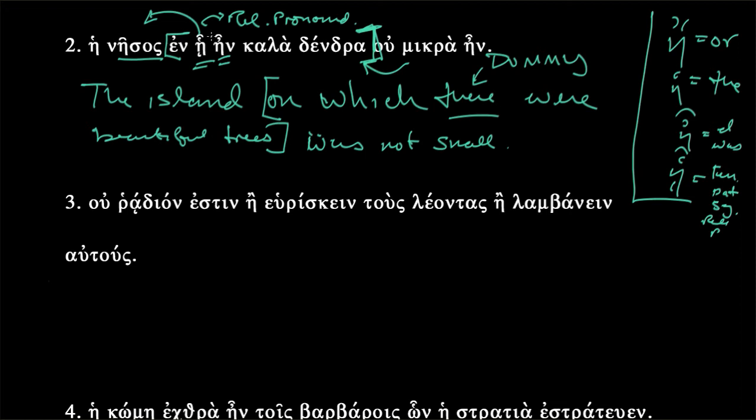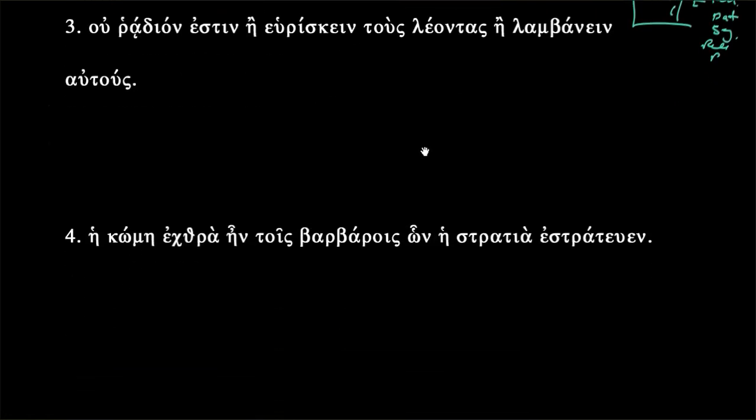So the island on which there were beautiful trees was not small. This is all main sentence. So that's our main sentence predicate, main sentence verb, and our main sentence subject. The island on which there were beautiful trees was not small. Good. Let's move on to a longer one. Hopefully it won't be too bad.